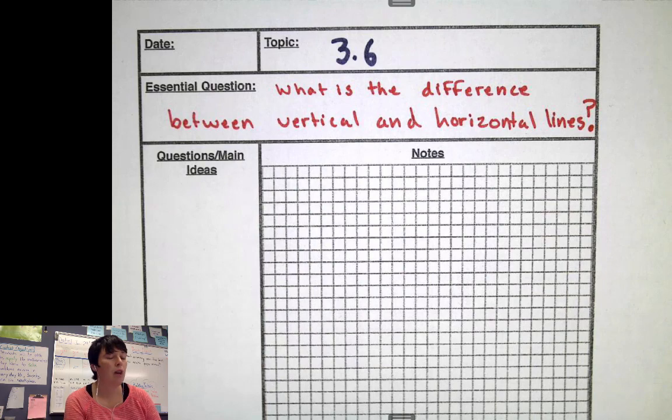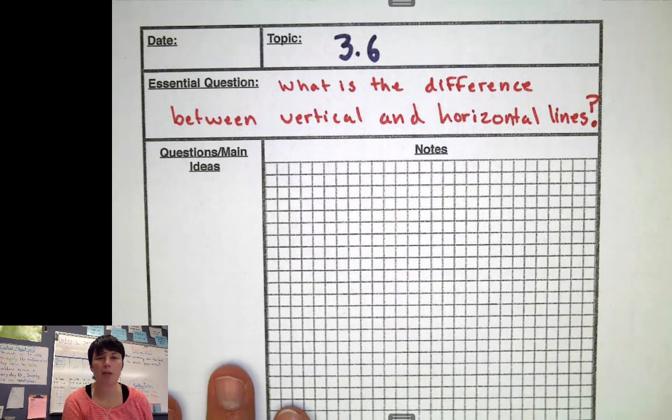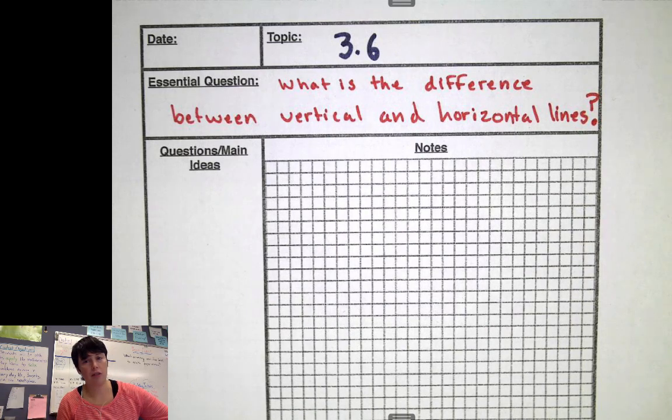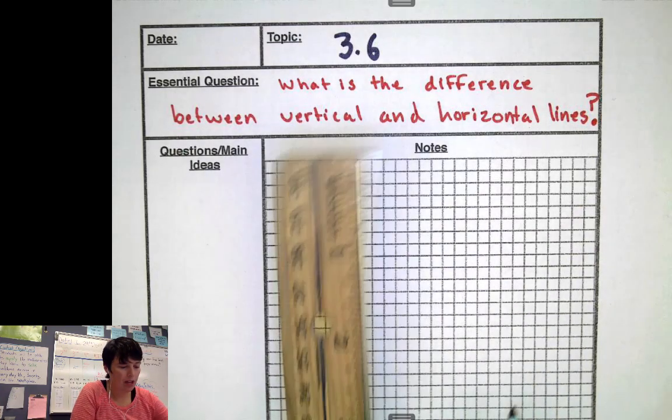So it's not a brand new topic to us, but it's something that we're making some common mistakes on and we need to practice more. So let's talk about vertical and horizontal slopes and what that really means. And in our notes, here's what I'm going to do today. I am going to draw a graph.